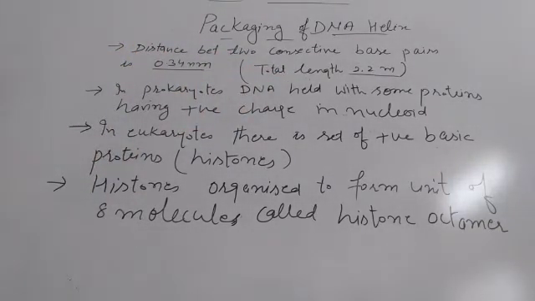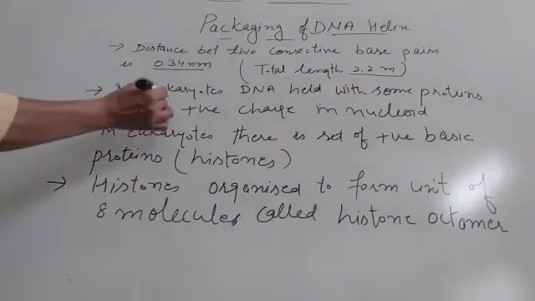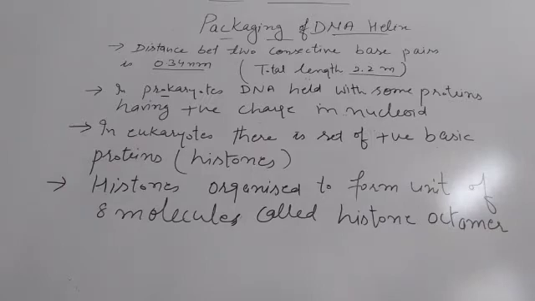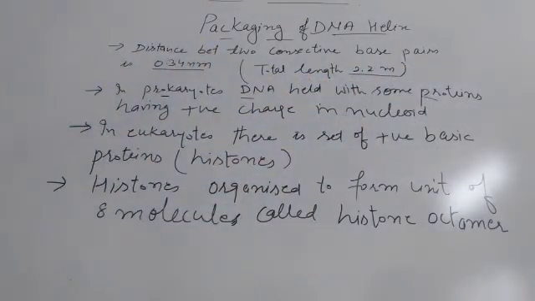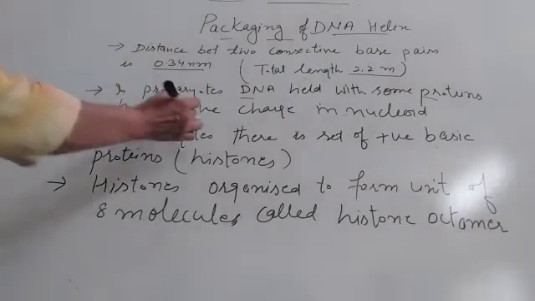So, how can the nucleus hold this much length? How does a chromosome of such length fit into a tiny nucleus? Now, that we will understand in the packaging of the DNA helix. If we see the prokaryotes, in case of prokaryotes, we know the nucleus does not have a nuclear membrane, it is without membrane. In that case, DNA is held with some special proteins, which have a positive charge.